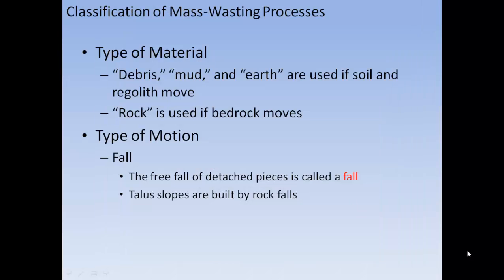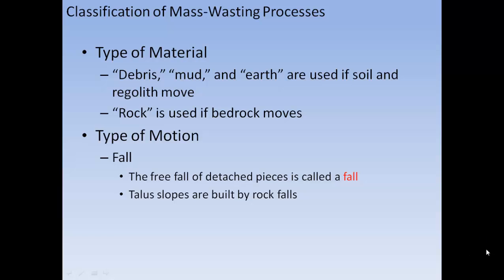Types of material. The terms debris, mud, and earth are used if soil and regolith move. Rock is used if bedrock moves. Type of motion: falls. The free fall of detached pieces is called a fall. Talus slopes are built up by rockfall.